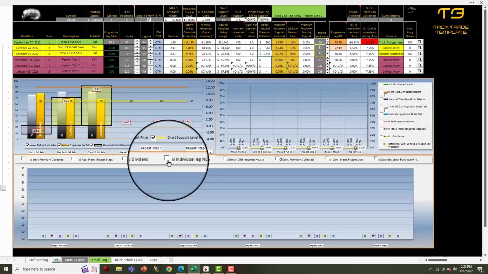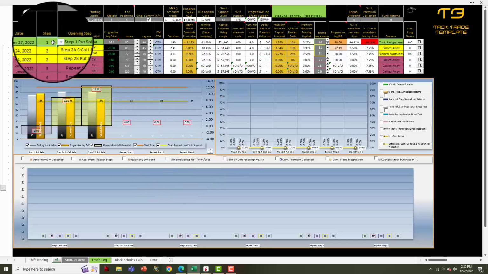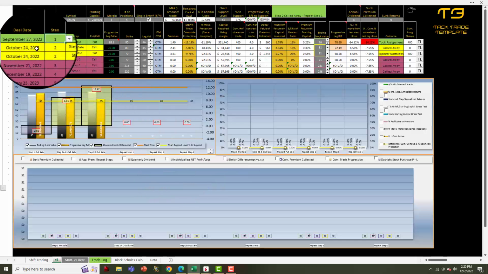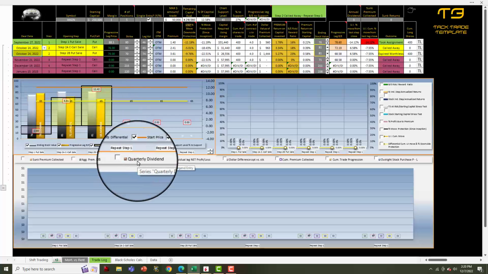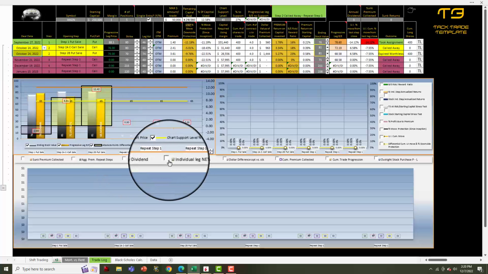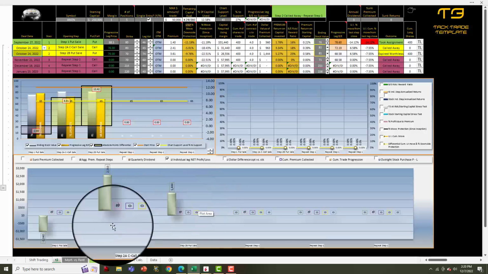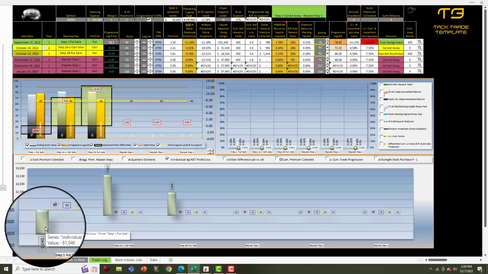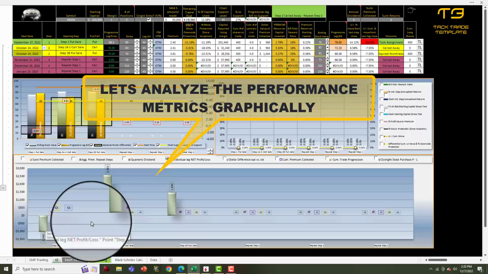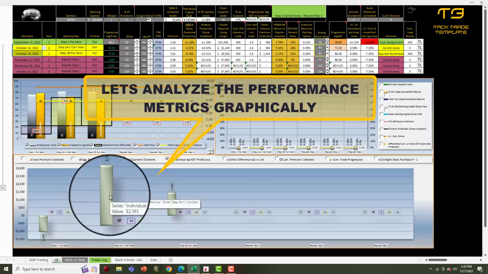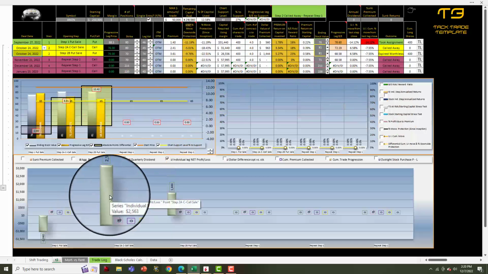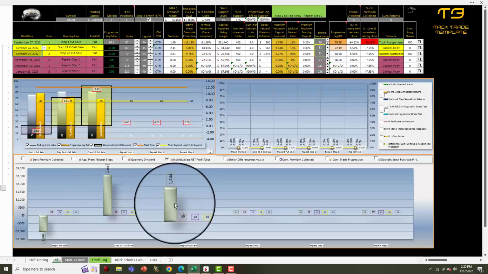On an individual leg, this would be leg 1 or step 1, and in yellow that's step 2A and step 2B, or leg A and leg B, but it's step 2 in the strategy. So let's turn that on. At the end of step 1 we were down $1,040. Step 2A, where we net up $2,563, and in step 2B we were up $1,444.